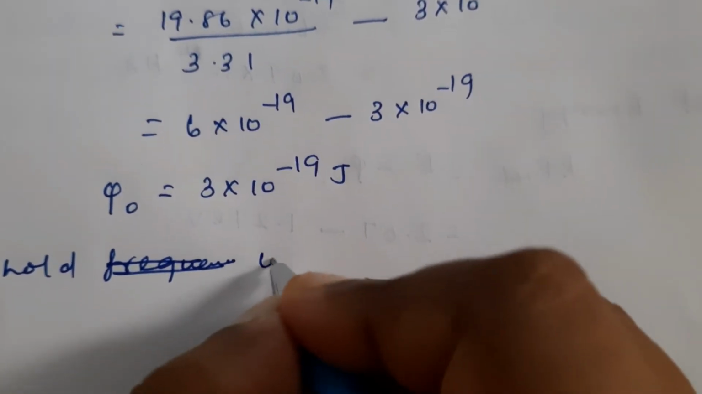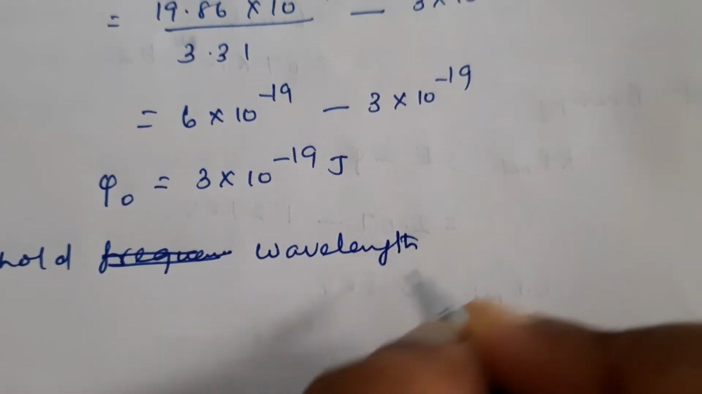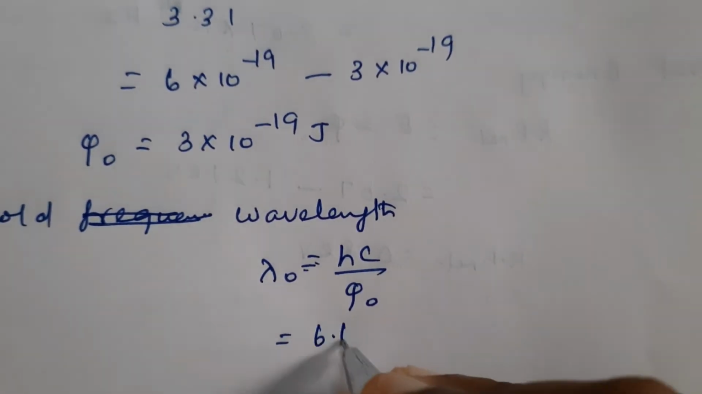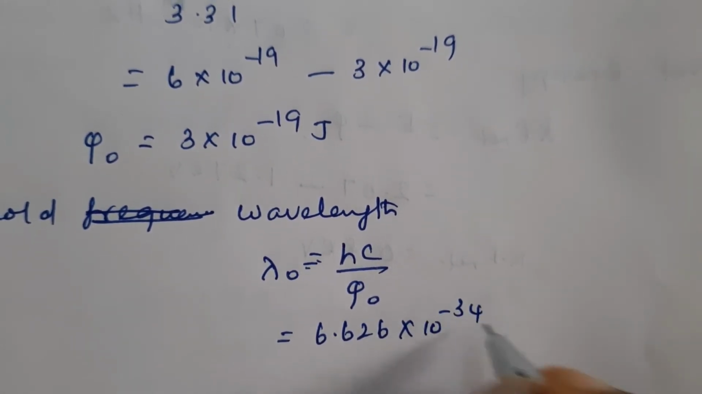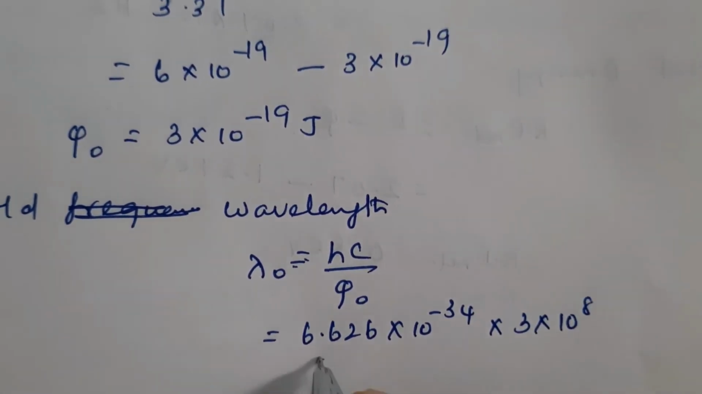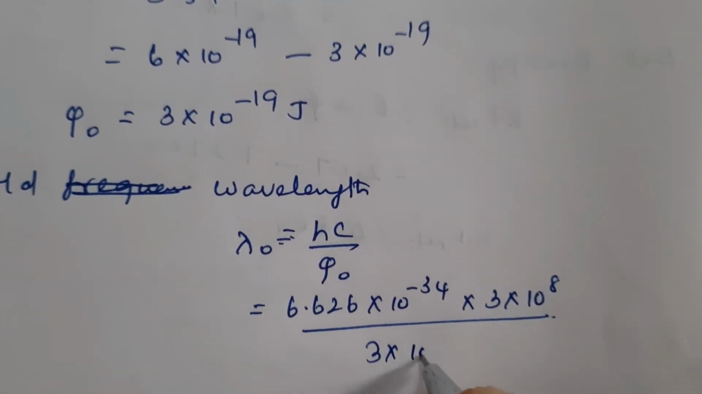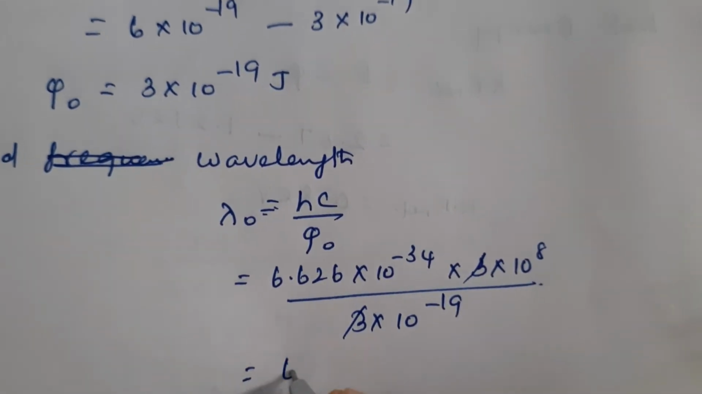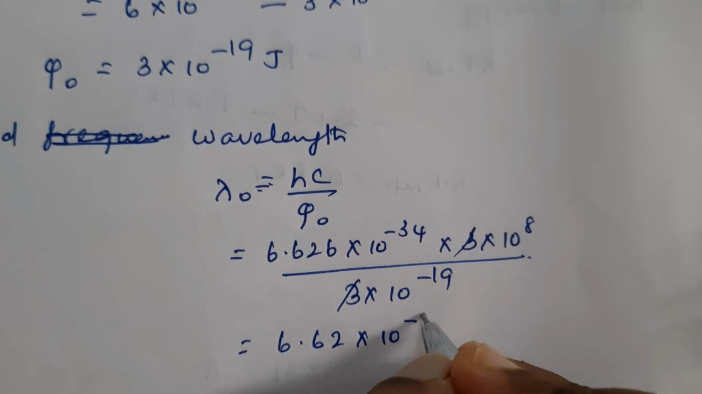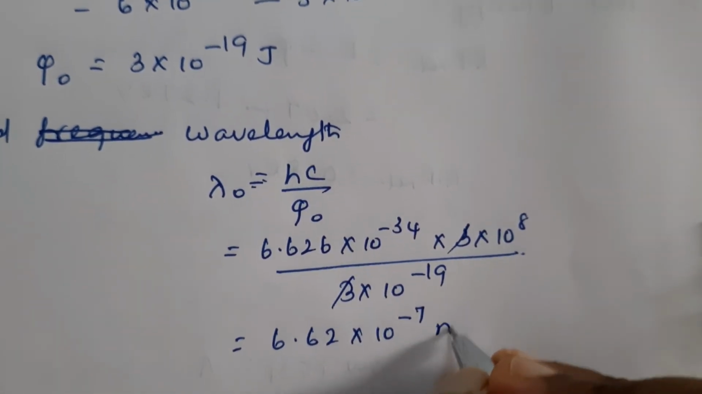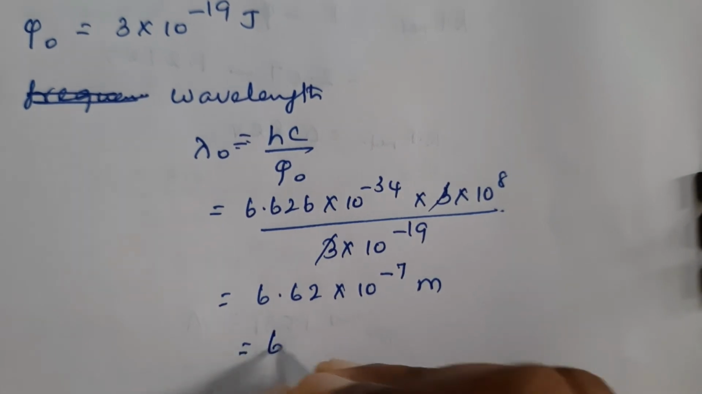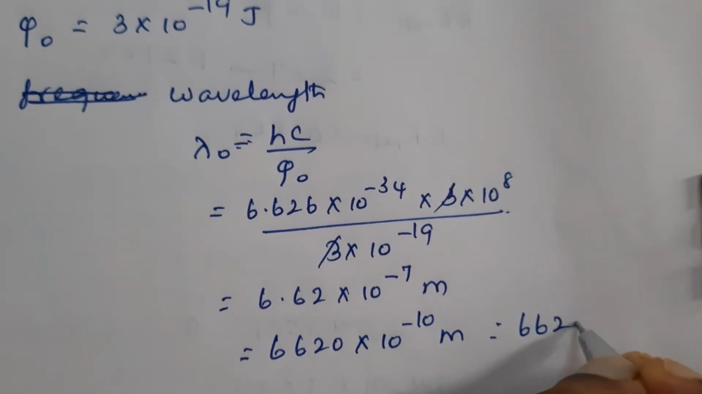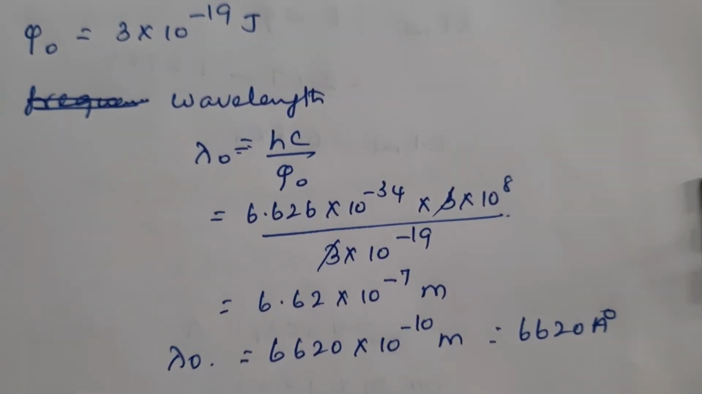Now we have to find the threshold wavelength. So lambda 0 is equal to hc by phi 0. So it is 6.626 into 10 raised to minus 34 into 3 into 10 raised to 8 divided by 3 into 10 raised to minus 19. The 3 and 3 will get cancelled. So you'll get 6.62 into 10 raised to minus 7 meter, or you can write it as 6620 into 10 raised to minus 10 meter, which is 6620 Armstrong. This is your threshold wavelength.